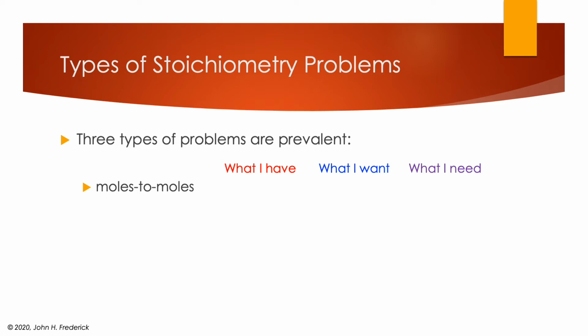So in a moles to moles problem, what you are given are the number of moles of one of the things that's in the reaction. You're going to be asked to produce the number of moles of one of the other things in the reaction, either something that's reacting with it or something that's produced by it. And then what you're going to need is the mole ratio, which is simply the ratio of the coefficients from the balanced chemical equation.